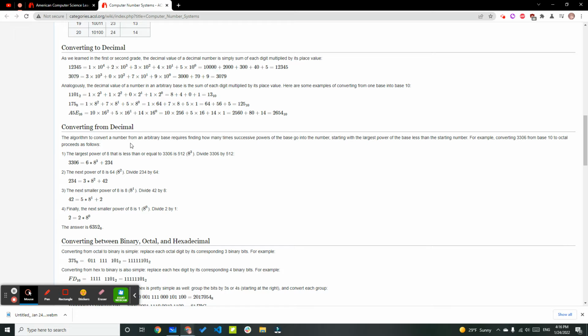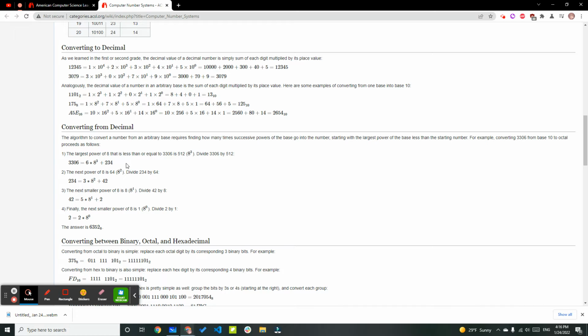So the website says the algorithm to convert a number from an arbitrary base requires finding how many times successive powers of the base go into the number, starting with the largest power of the base less than the starting number. For example, converting 3,306 from base 10 to octal proceeds as follows.